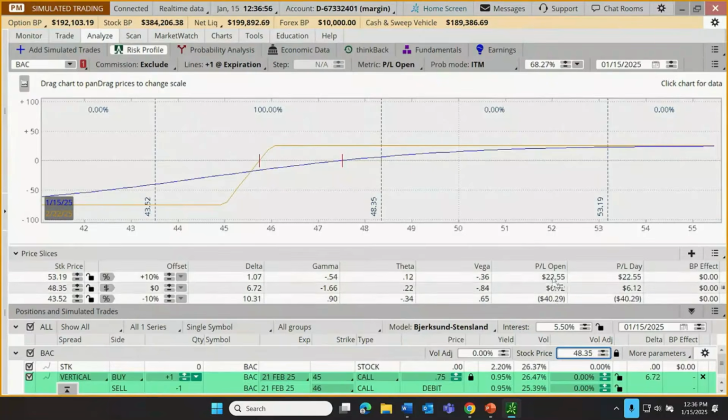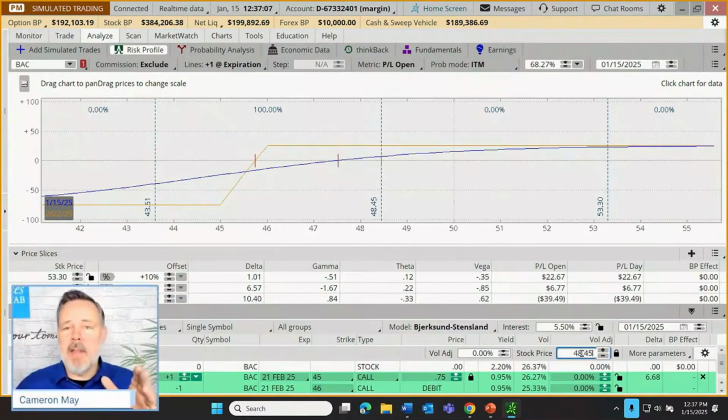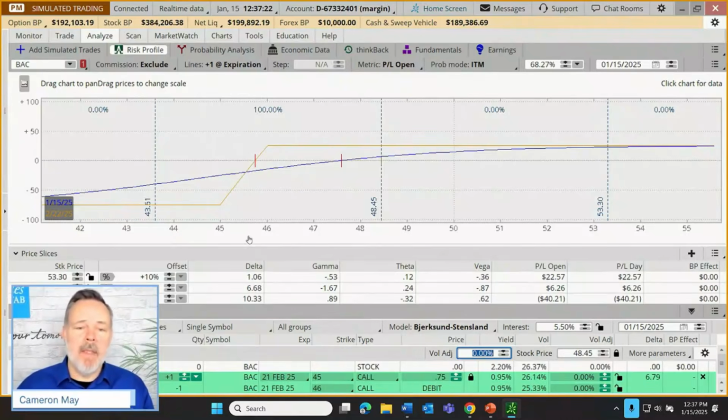It's also showing us the profit or loss if we were to go up 10% right there, up or down 10%. So the trader can examine how the trade is likely to perform by changing price here rather than just looking at it up here. But importantly, we can also change volatility assumptions for our trade. So this is known as a long call vertical spread.